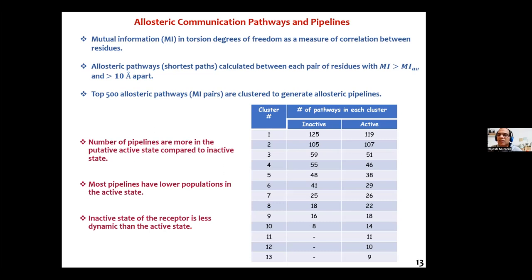Pipeline is basically the cluster of allosteric pathways. And you can see that from here, we did for the inactive state of the receptor and the so-called putative active state of the receptor. For the active state, we find a greater number of clusters, but the population of each cluster, that means the number of allosteric pathways in each cluster, is higher in the inactive state. So what does that mean? That means that the inactive state is less dynamic compared to the active state of the receptor.